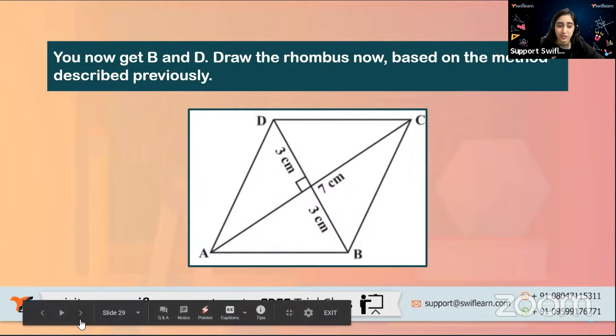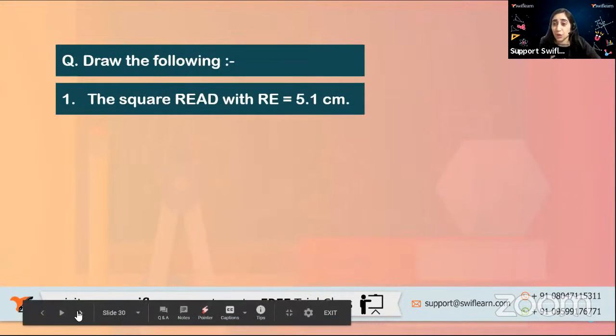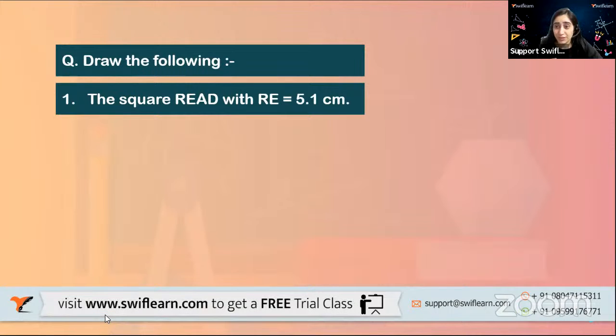Moving on to the next question. Now this is your homework. Kindly solve it. Try to do it. A square REED with RE equals 5.1 centimeters. So you have to draw the square where one side is given. Do you think this question is incomplete? No, right? More than the required information is given to me. So how to proceed? Yes. How will we proceed?